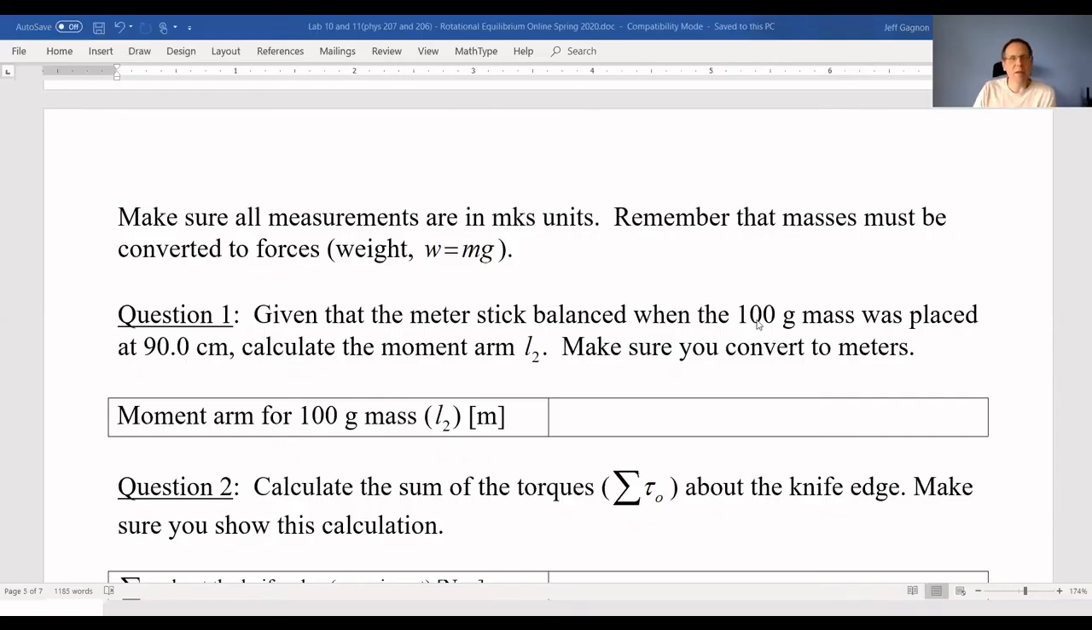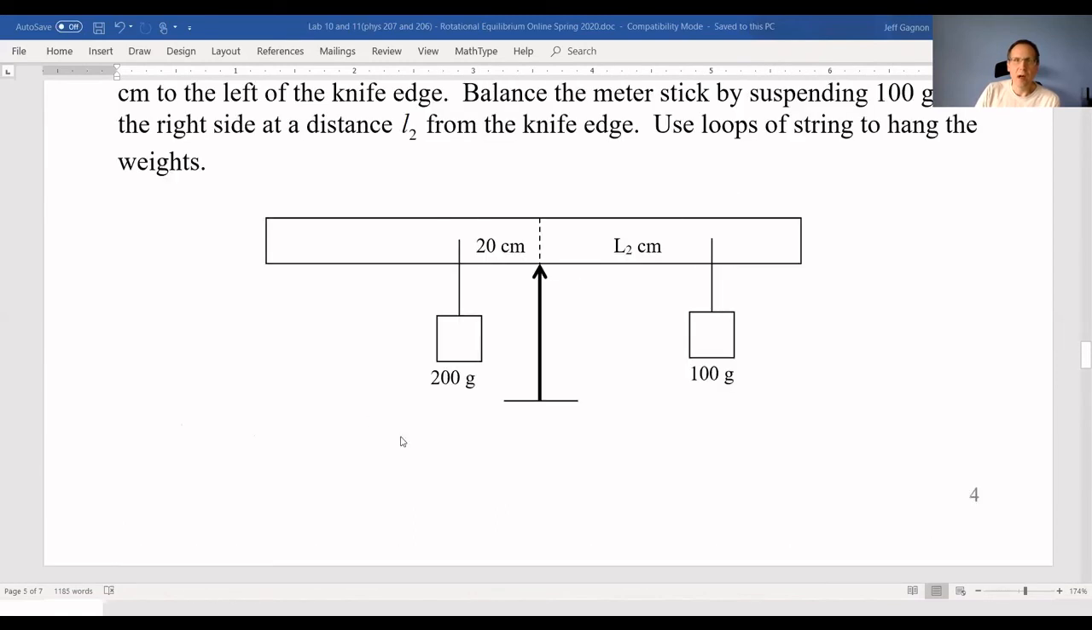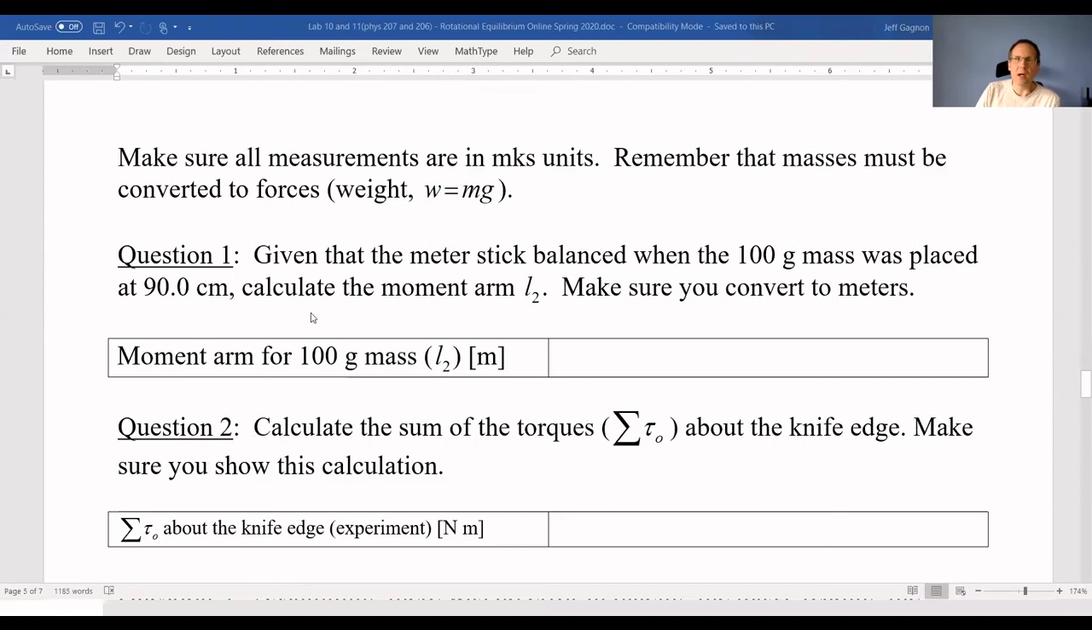Okay, so again, let me just go over this to make sure we didn't miss anything. Question 1, remember, this was the part where you hung 200 grams, 20 centimeters to the left of the axis of rotation, and then 100 grams at some distance, L2, to the right. Question 1 was, given that the meter stick balanced when 100 grams was placed at 90.0 centimeters, so that's the location at which it balanced, calculate the moment arm L2.